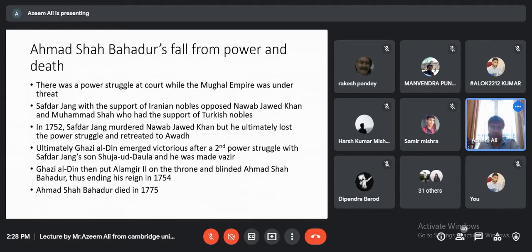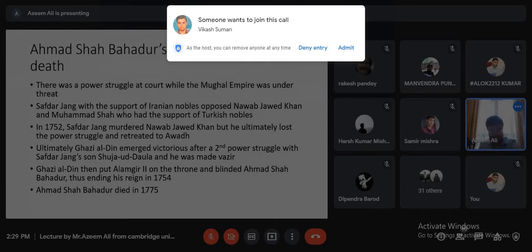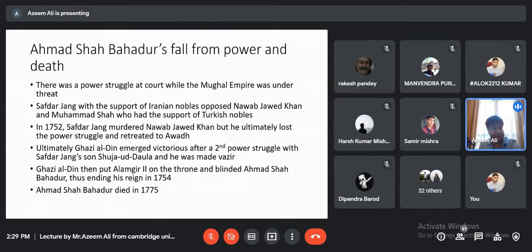And while this was going on, there was a power struggle at court. Safdarjung, with the support of Iranian nobles, opposed Nawab Javed Khan and Muhammad Shah, who had the support of the Turkish nobility. In 1752, Safdarjung murdered Nawab Javed Khan, but he ultimately lost the power struggle and retreated to Awadh. Ultimately, Ghazi al-Din emerged victorious after the second power struggle with Safdarjung's son, Shuja-ud-Daula, and he was made Wazir. Ghazi al-Din then put Alamgir II on the throne and blinded Ahmad Shah Bahadur, thus ending his reign in 1754. Ahmad Shah Bahadur would continue to live, however, until 1775 AD.